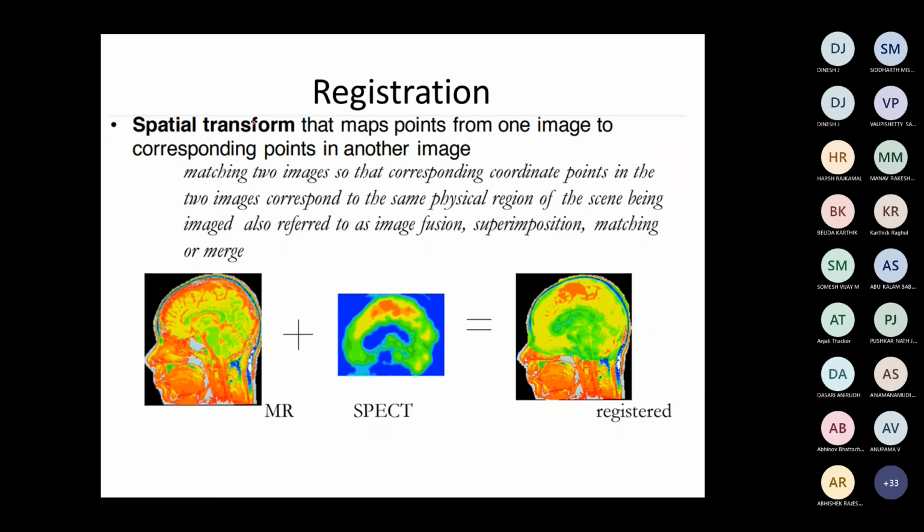We need to find a spatial transform in the registration that will map the points from one image to corresponding points in another image. So when we are trying to match the corresponding coordinate points in the two images, they will correspond to the same physical region of the scene being imaged. It can also be referred to as image fusion, superimposition, matching, or merging. So if we take two images, we have to map the corresponding points in them, and then we need to align them. Then we call it registration.